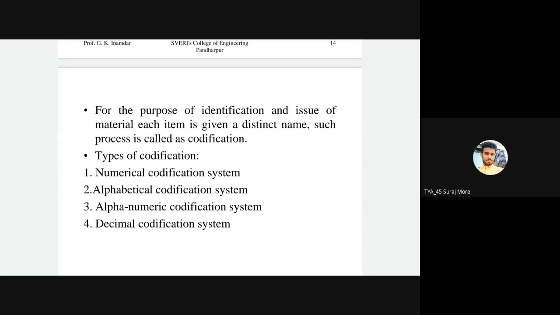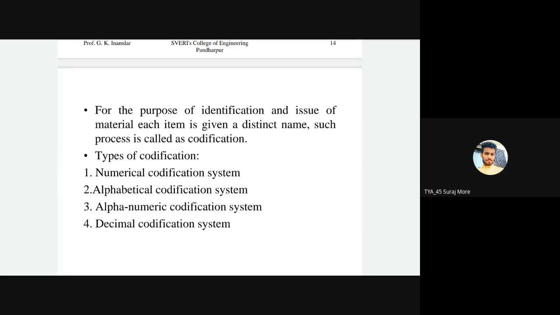Now the advantages. Why is codification required? For quick and easy identification, codification will help everyone. There is proper material control also, saving in material handling time, and elimination of chances of wrong issues. Why? Because we know which number is suitable for that machine, whatever the diameter will be, and nuts and bolts are also there. Elimination of chances of wrong issues is also achieved by using codification.